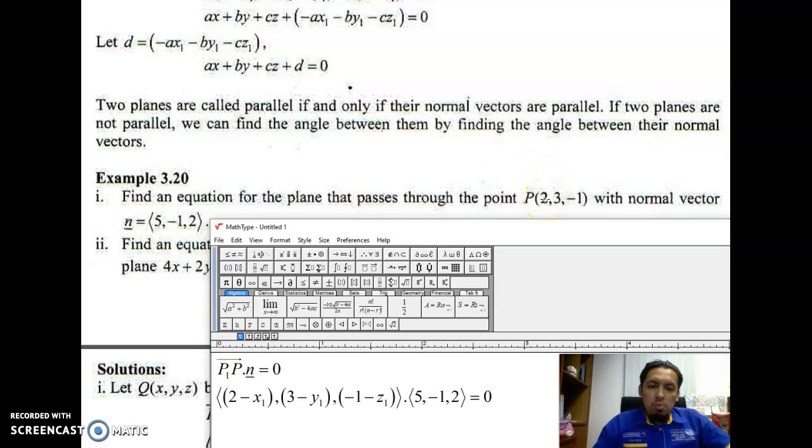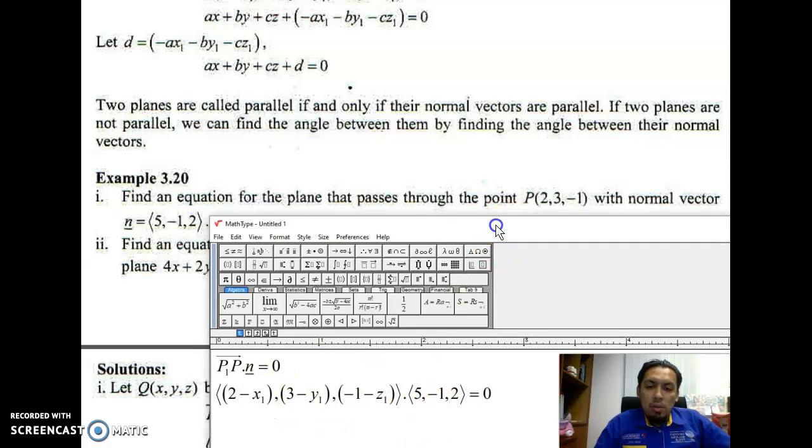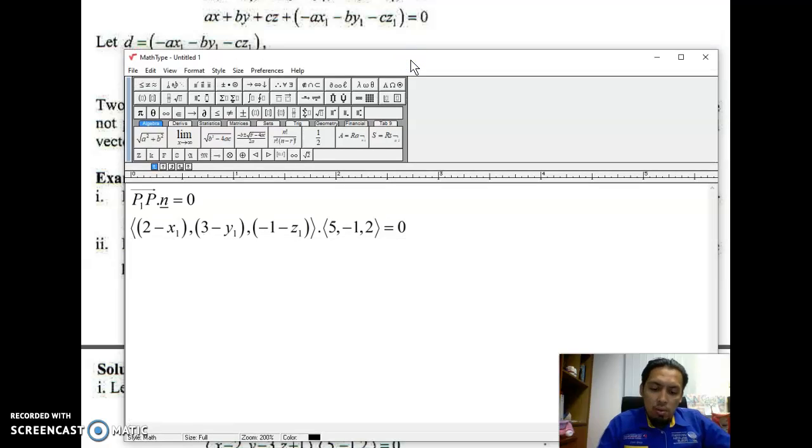To get a vector, we should subtract this point from the other point that we don't know. So we'll just do p minus p1. It is actually 2 minus x1, 3 minus y1, and negative 1 minus z1. So 2 is the x, 3 is the y, and negative 1 is the z. We'll just leave this like that, and then let's try to solve this to come up with an equation.